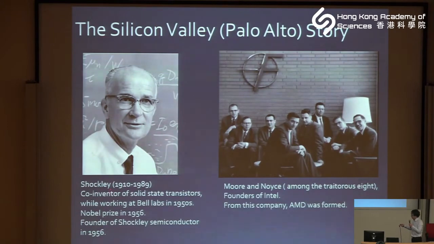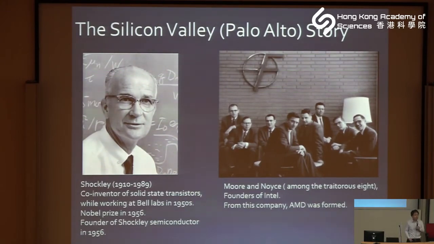And this is a co-inventor, Shockley. He's one of the people who invented solid state transistors, and he got a Nobel Prize for that. He founded his company, Shockley Semiconductor Company, in 1956, near Palo Alto, the place where Silicon Valley is. One of the reasons Silicon Valley is what it is today is because of him.